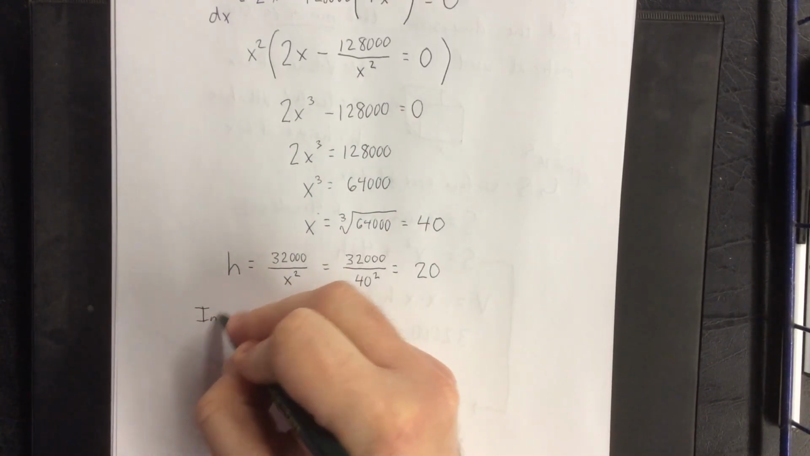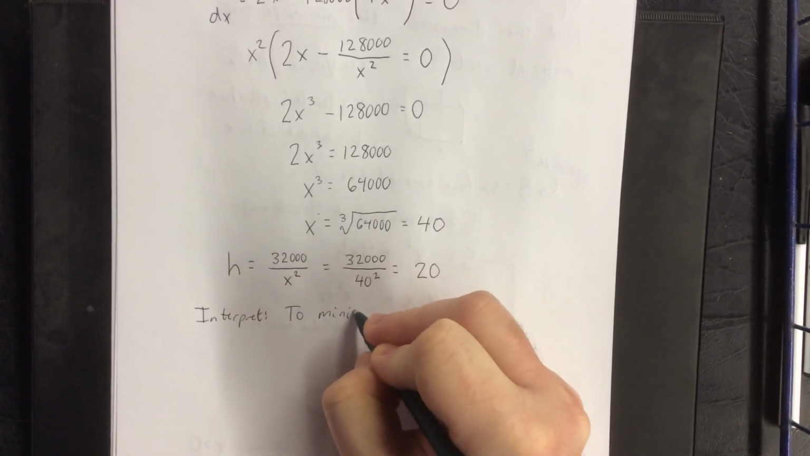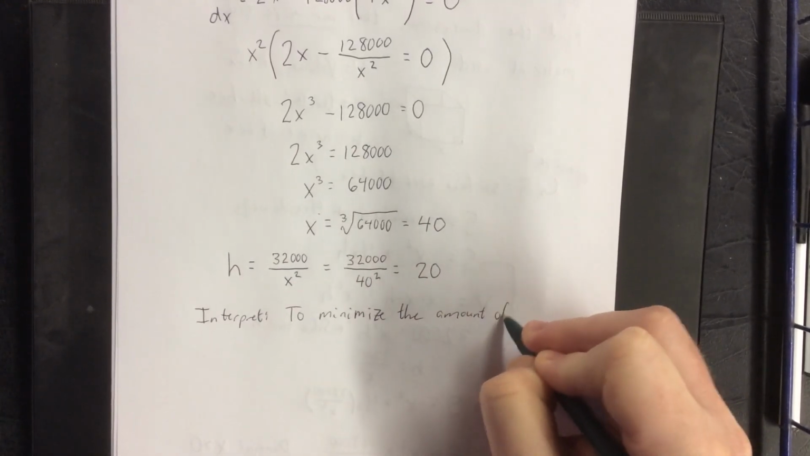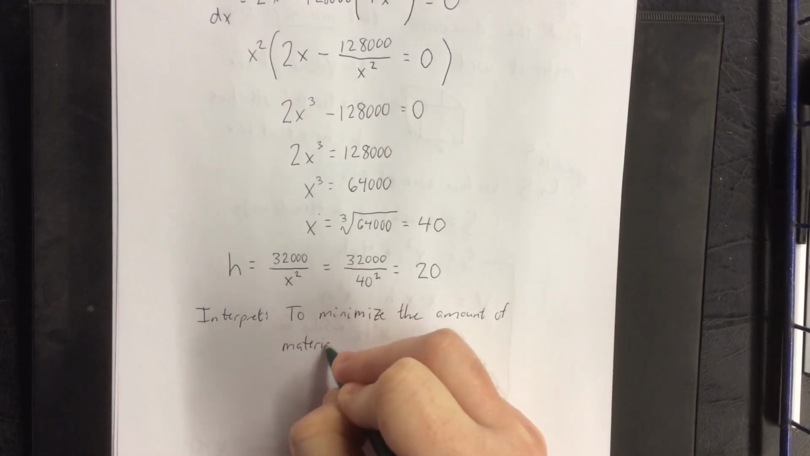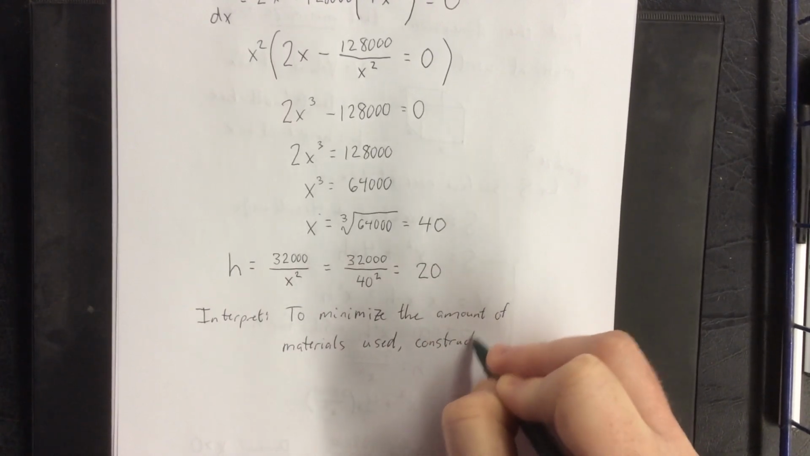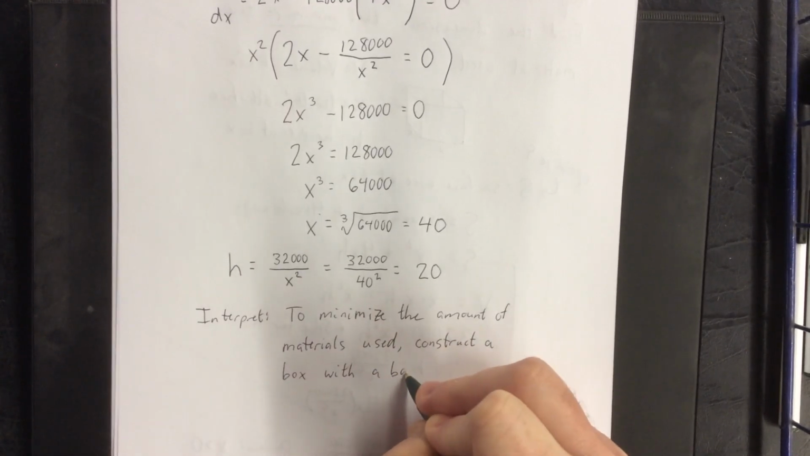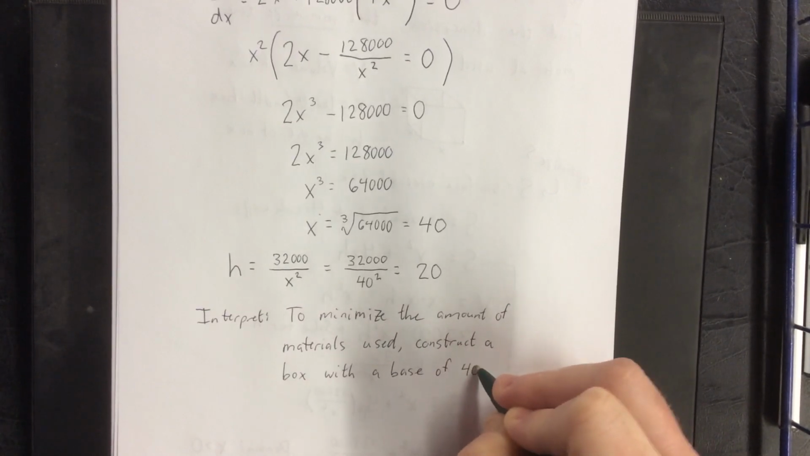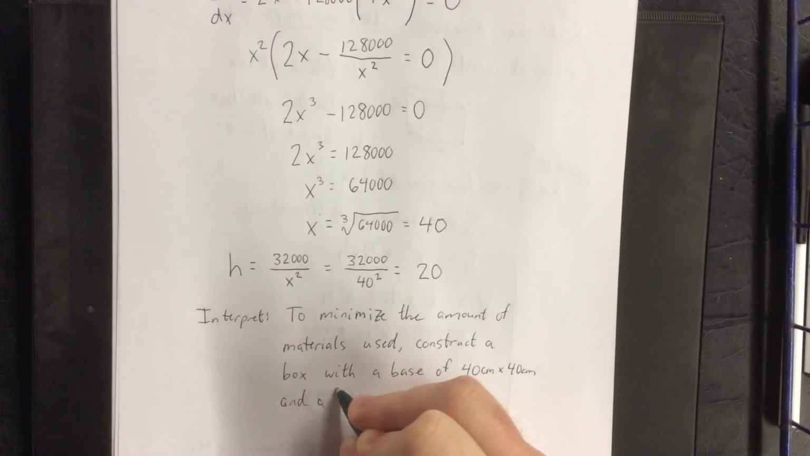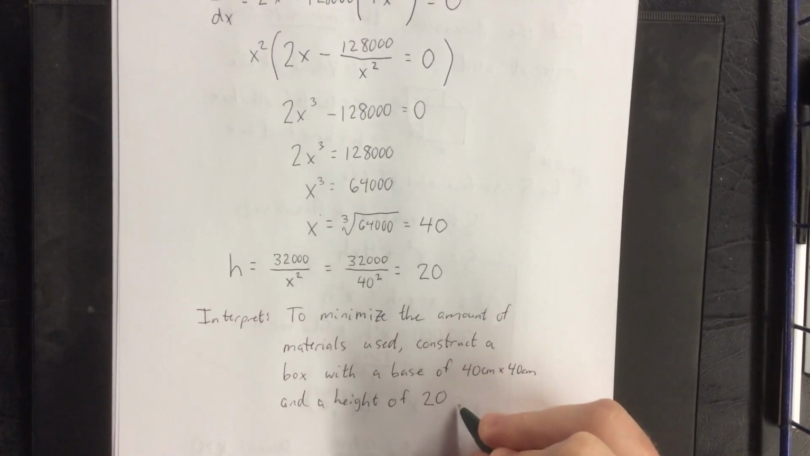So, to interpret all of what we just did, that would be to minimize the amount of materials used, we are going to construct a box with a base of 40 centimeters by 40 centimeters and a height of 20 centimeters.